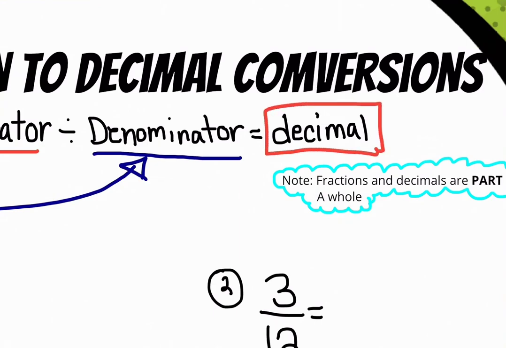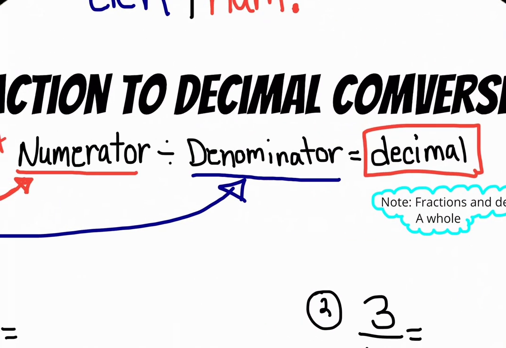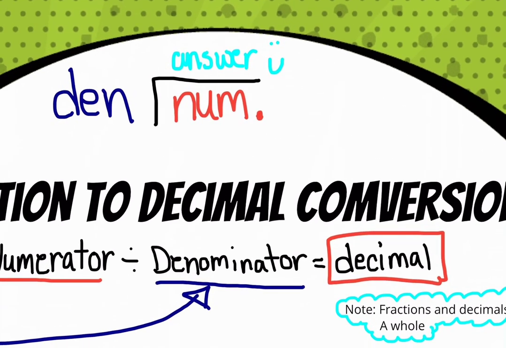Now, another key thing to remember is that both fractions and decimals are part of a whole. So you're not going to get a whole number. Your number will have a decimal in it. People say numerator divided by denominator equals decimal, but if you think about it, your numerator goes inside the house, your denominator goes outside the house, and then the top number will be the final answer you come across.